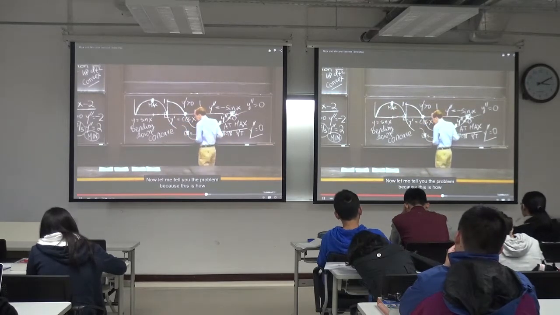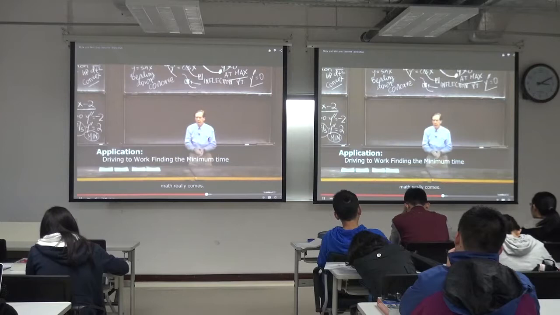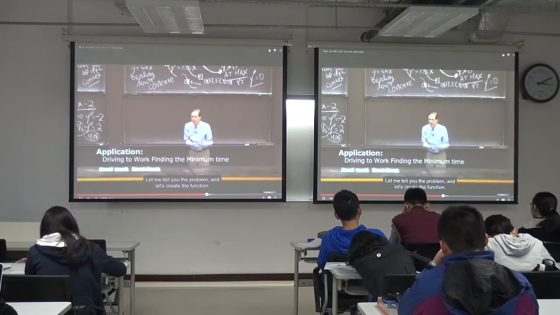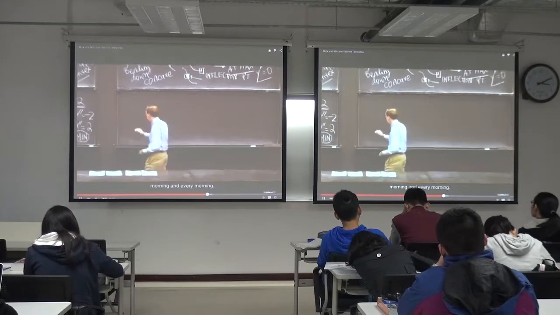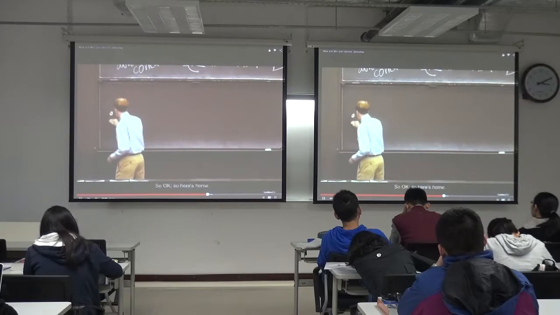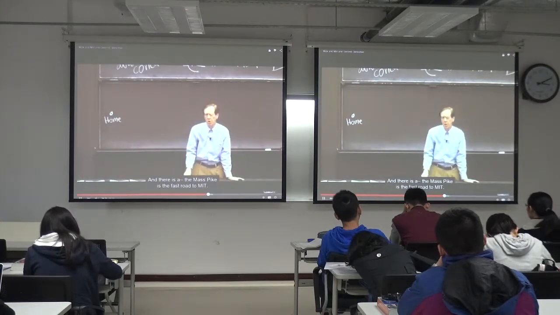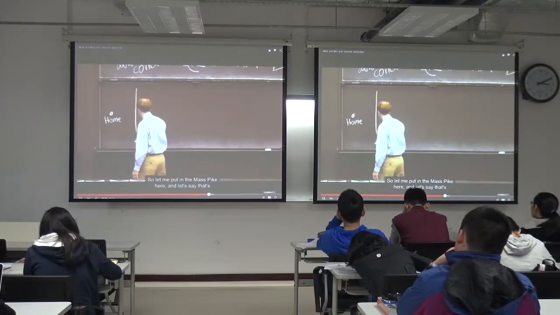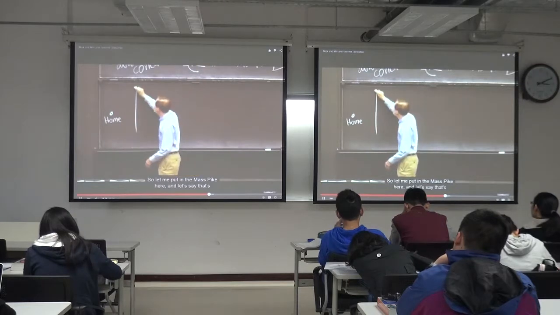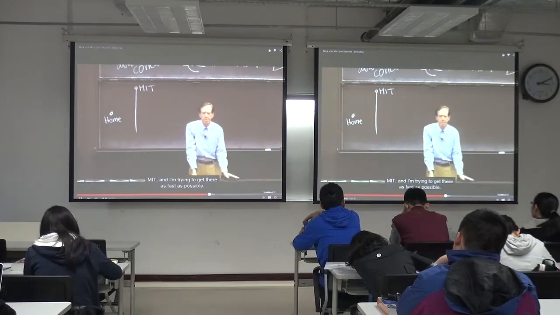Now let me tell you the problem, because this is how math really comes. Let me tell you the problem and let's create the function. Okay, so it's the problem I faced this morning and every morning. I live here, so here's home. And there is the Mass Pike, the fast road to MIT. So let me put in the Mass Pike. And let's say that's MIT. And I'm trying to get there as fast as possible.